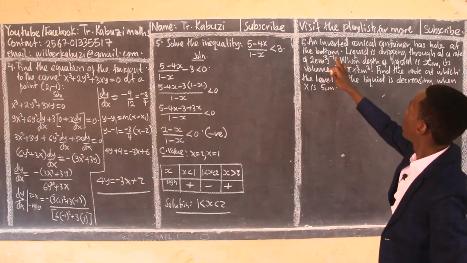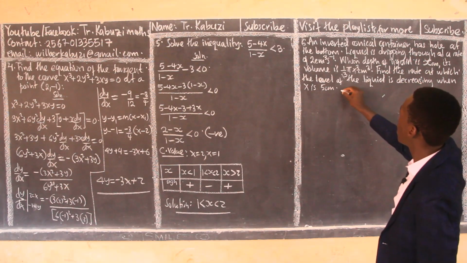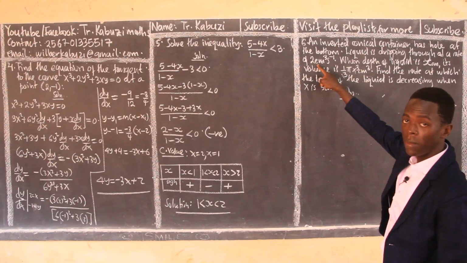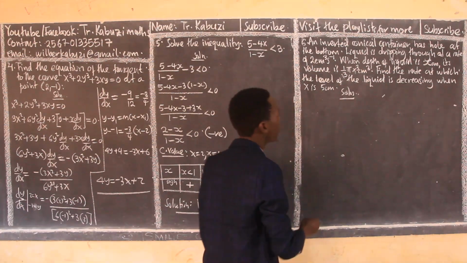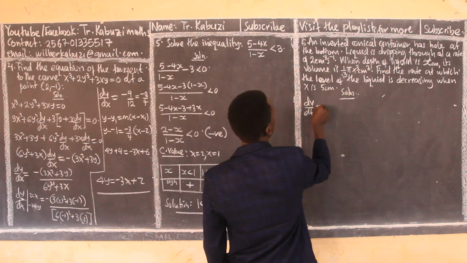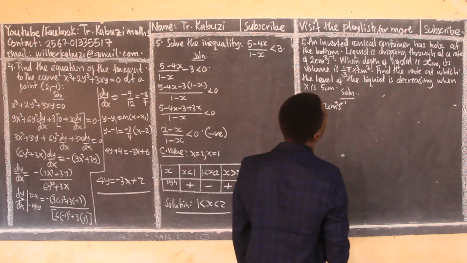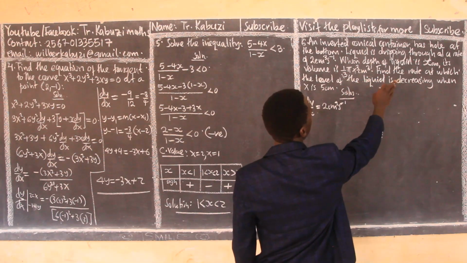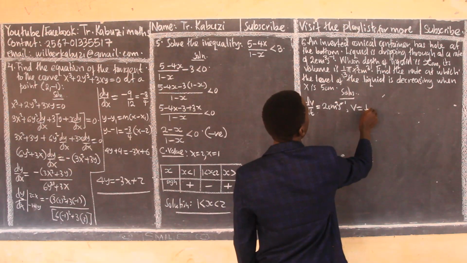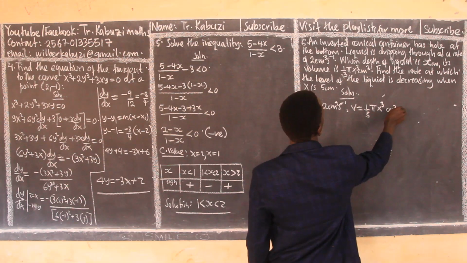When we come to this one, they're saying an inverted cone has a hole at the bottom. Liquid is dripping at the rate. So as we summarize, it's dripping, which means this is going to be the rate of change of the volume. So our dV/dt is going to be 2 cubic centimeters per second. They're also telling us that when the depth of the liquid is x, its volume is a third pi x cubed cubic centimeters.